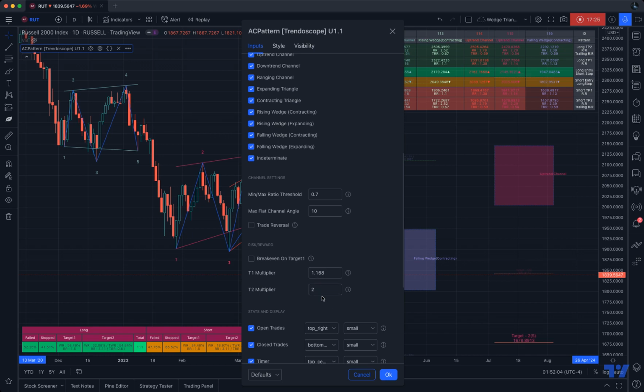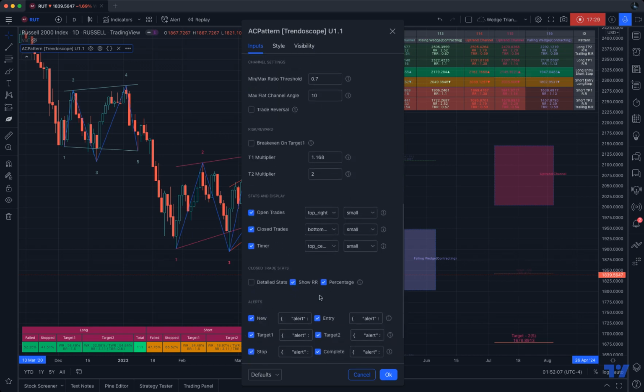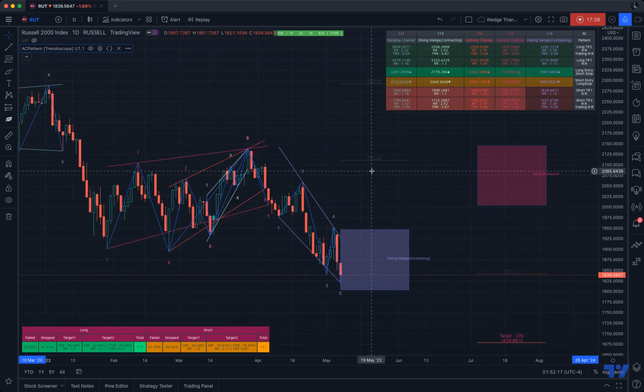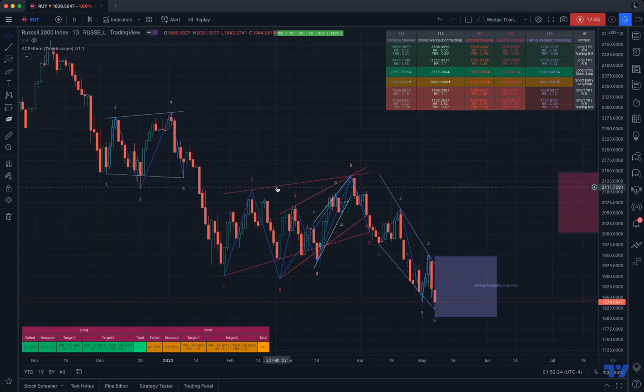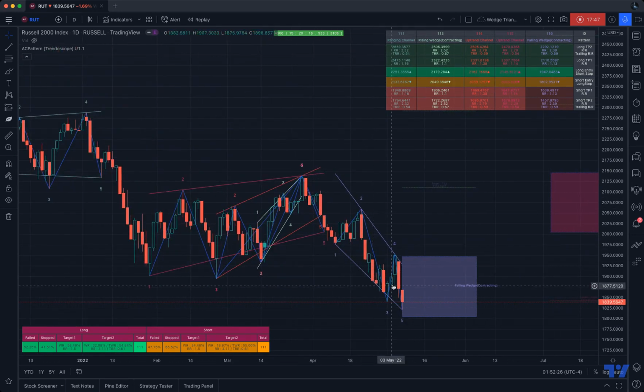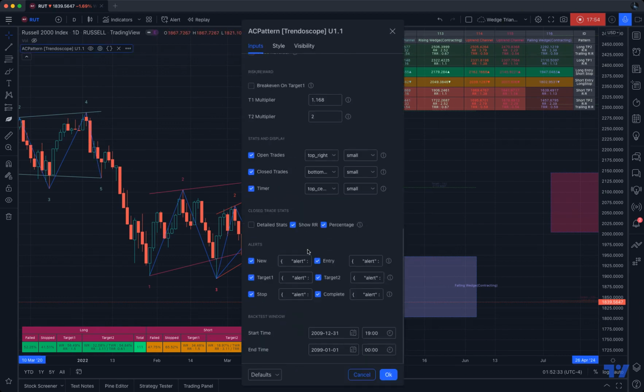The target one multiplier and target two multiplier are there for setting the target distances. It's not used in all cases, only in some. In some cases, like expanding triangles or expanding wedges, it automatically calculates the target variations, right? And going further down, the stats.